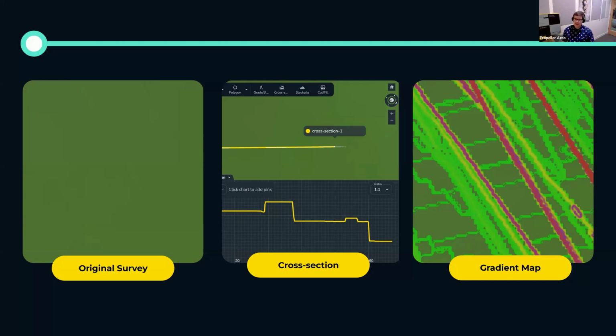And again, as you see here, a lot of issues going on with this water surface that don't become readily apparent. So just some visualization tools to help you figure it out. And you can find the gradient map underneath the survey tab in the platform.